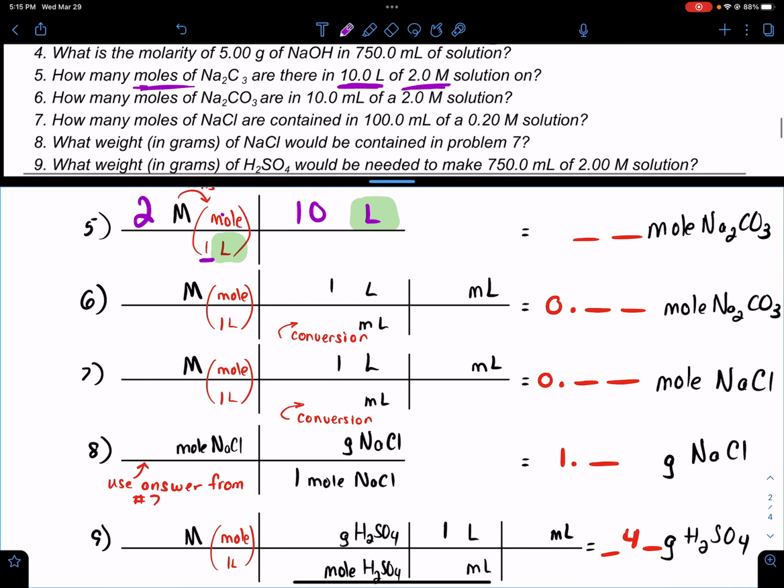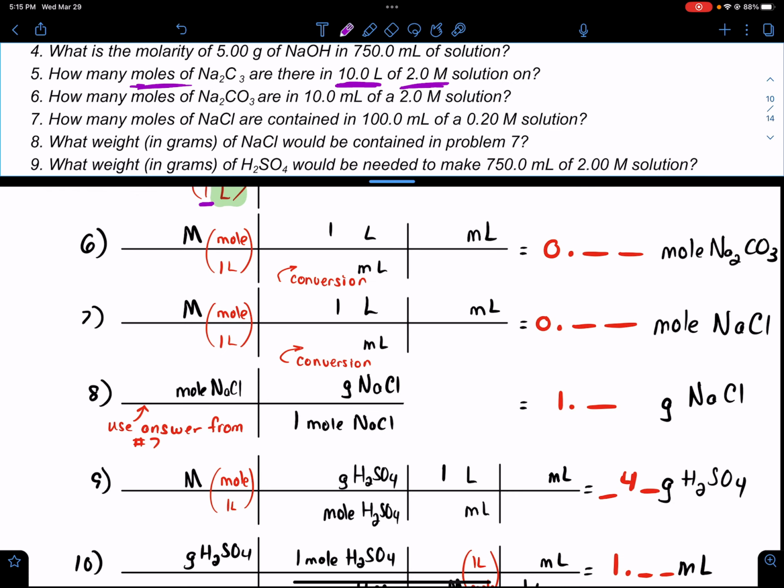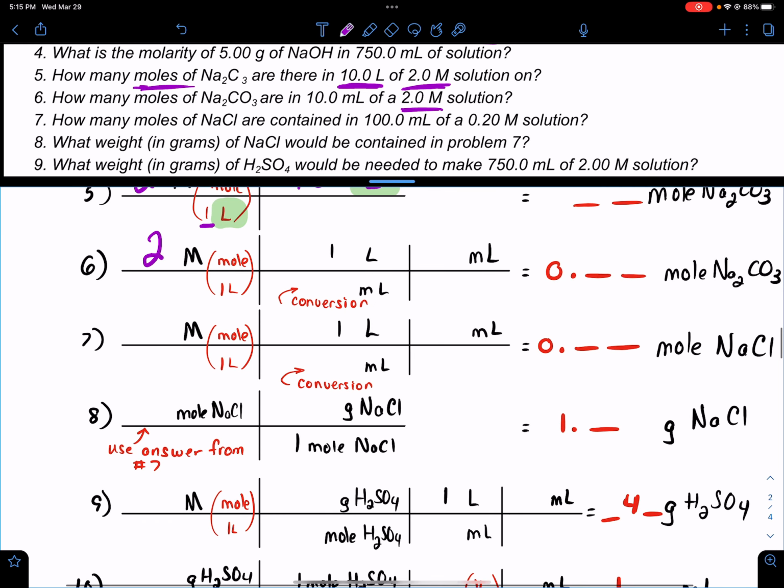Let's go to number 6. Number 6, remember again, if it says capital M, we have 2 moles per 1 liter. I do not put anything down here because when we say it's a 2 molar solution, you are saying that you have 2 moles of material dissolved into 1 liter of solution.